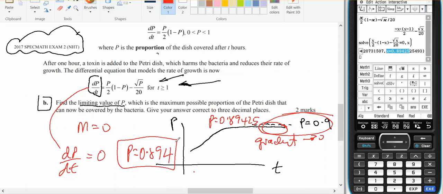Okay, so the idea being that where it's going to be limiting, it's going to approach that particular value, therefore your gradient is going to be approaching 0.